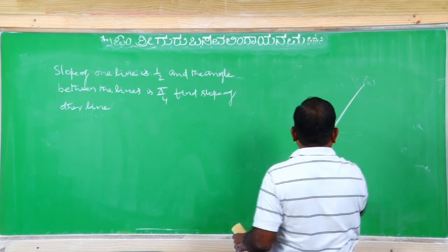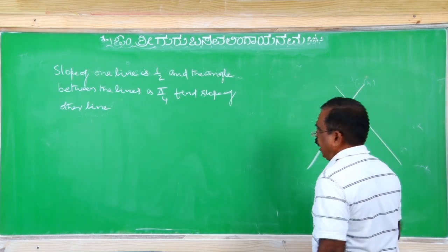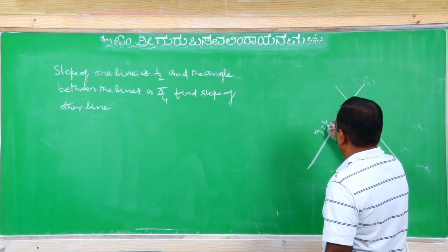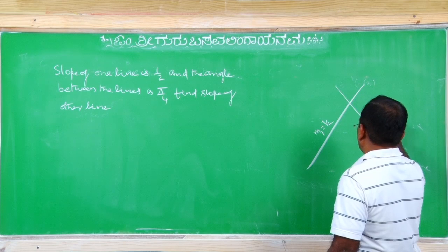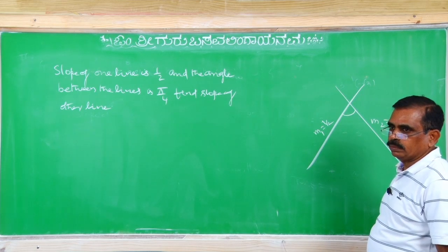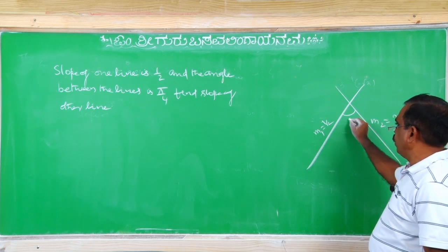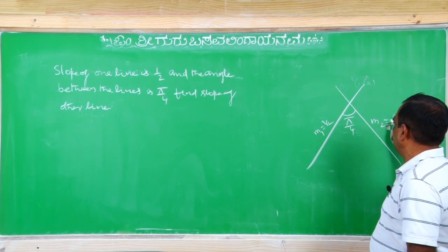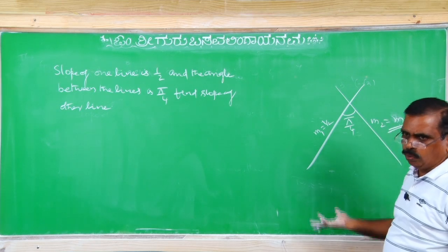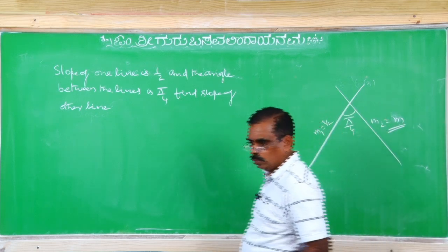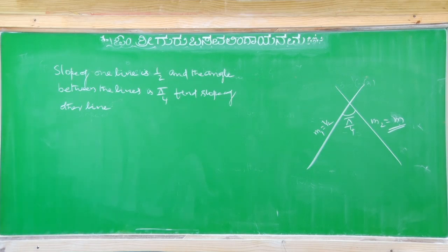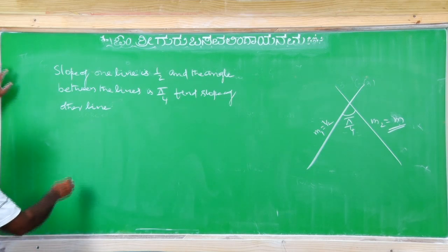Here see this one. This is one line, this is another line. First line slope is given: M1 is equal to 1 by 2. M2 value we want to find. Angle is pi by 4. Write down. M2 is equal to, you can take M or M2 only, according to your wish. What is the formula for the angle between the lines?